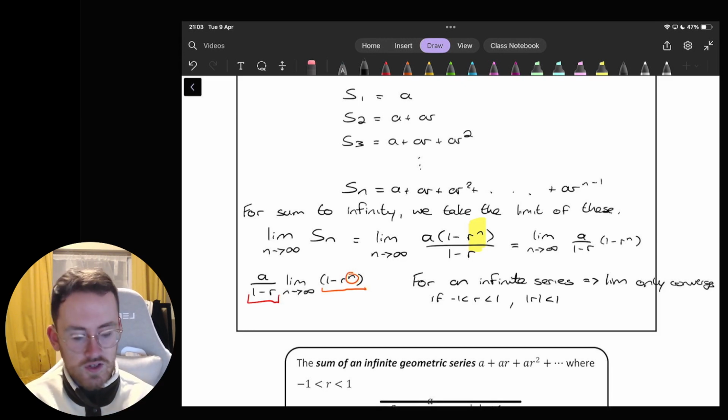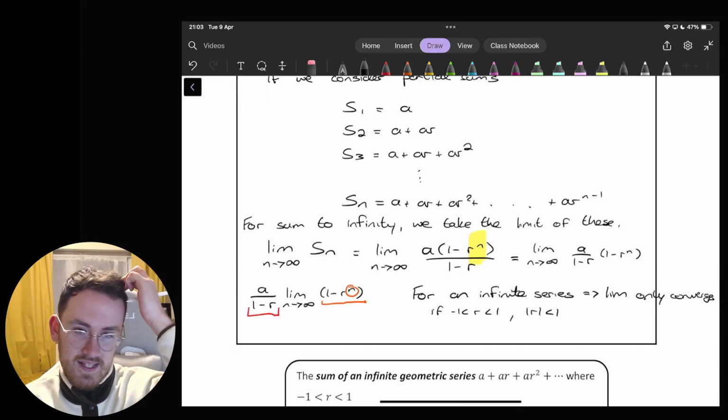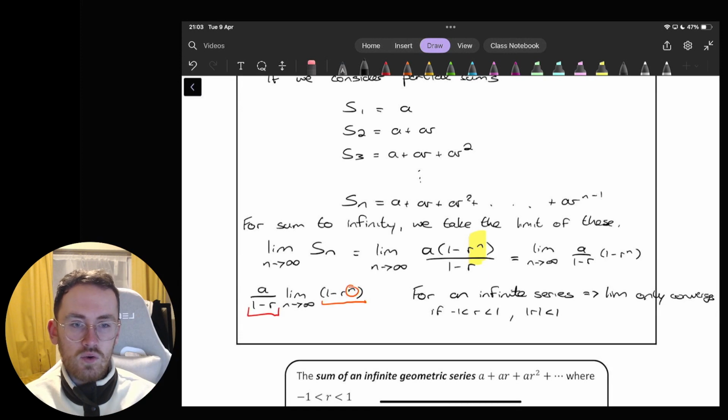So that's what we're looking at in the first place here. We will only get this limit, it will only exist or be possible, if that value for r is between minus 1 and 1, or less than 1. Essentially what that means is it's a fraction, some sort of proper fraction.